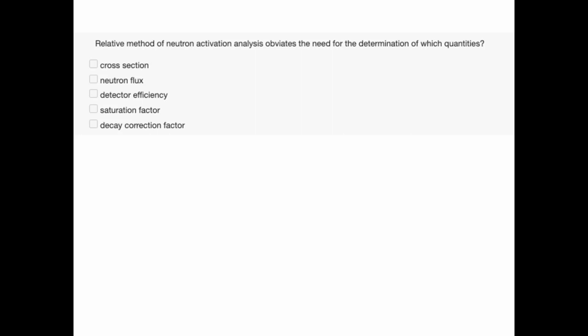Just a few seconds. Because it's a neutron activation analysis, won't the neutron flux also affect it? Yes. What about the detector efficiency, saturation factor, and decay correction factor? These are the technical terms. The answer is this: cross section is right, neutron flux is right. The third one is detector efficiency. They do not bother. Okay.